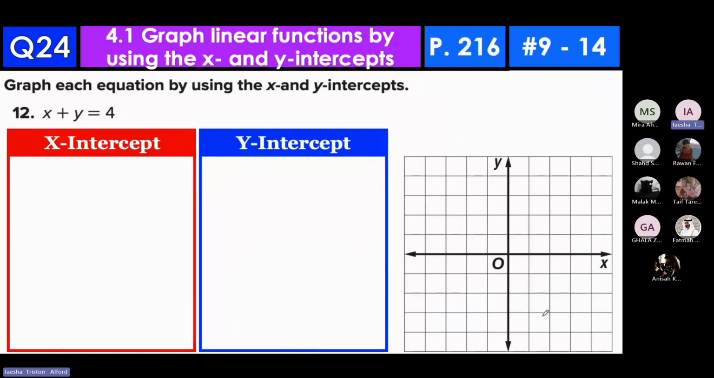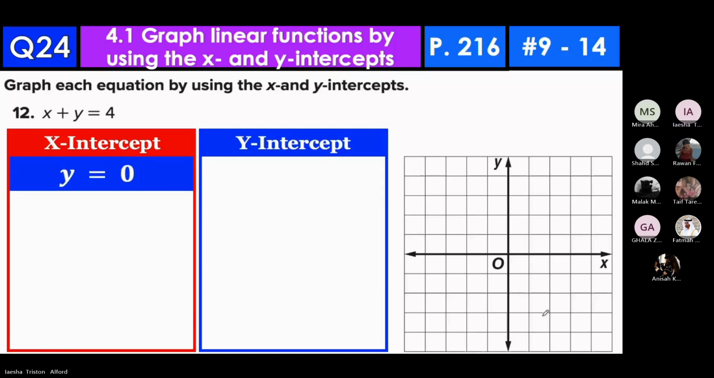Question number 12, same again. Part 1 is the x-intercept. You make y equal to 0. Write the equation. You are not writing y, put 0. x plus 0 makes x. So x is equal to positive 4.